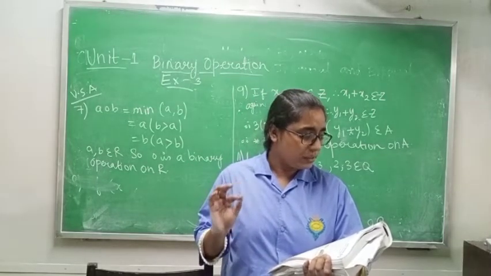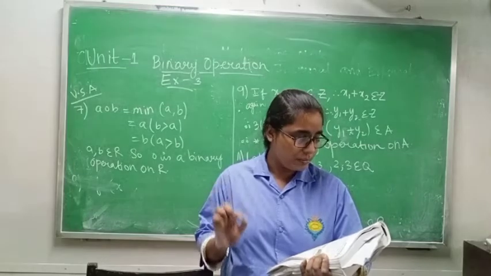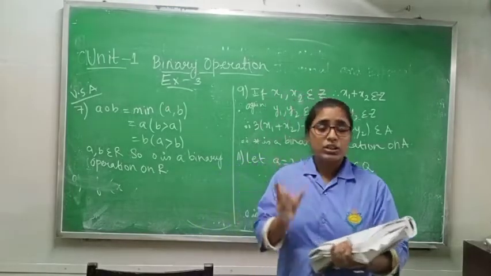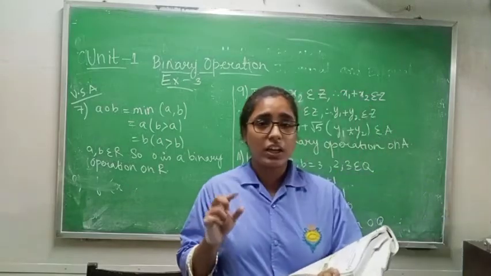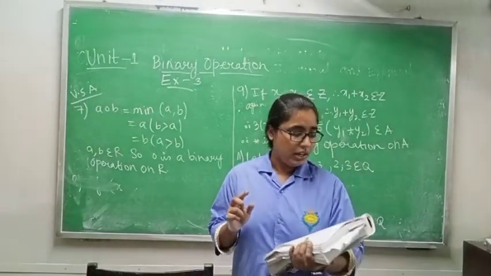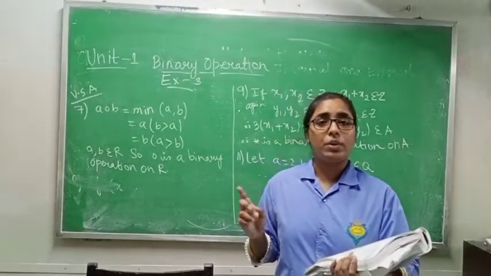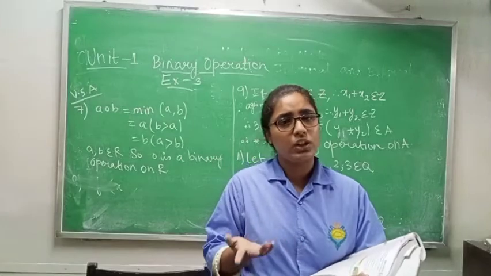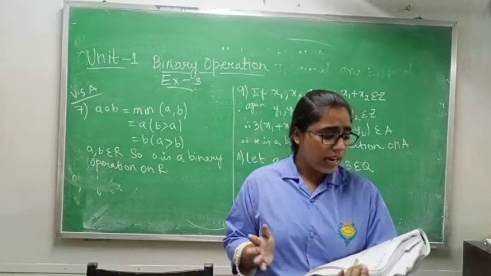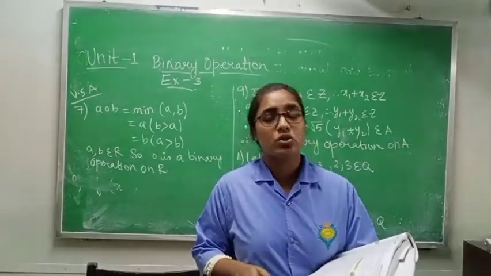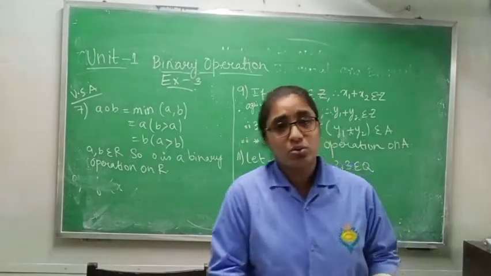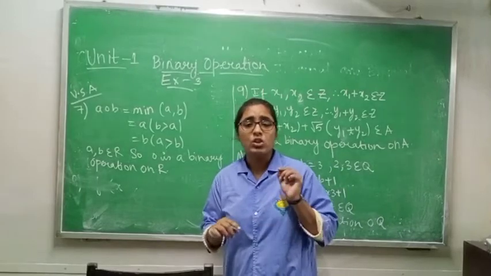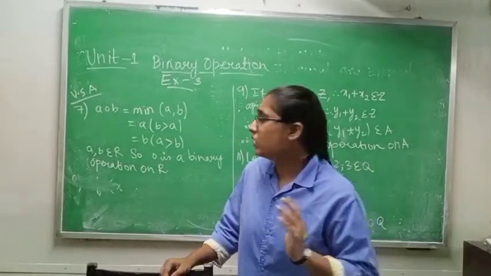It is defined by a circle b equals min(a, b) for all a, b belongs to R. Means a will be real and b will be real. You know that all numbers are real numbers. Show that circle is a binary operation on R. You have to show that the sign circle is a binary operation on R. Now how will you show?